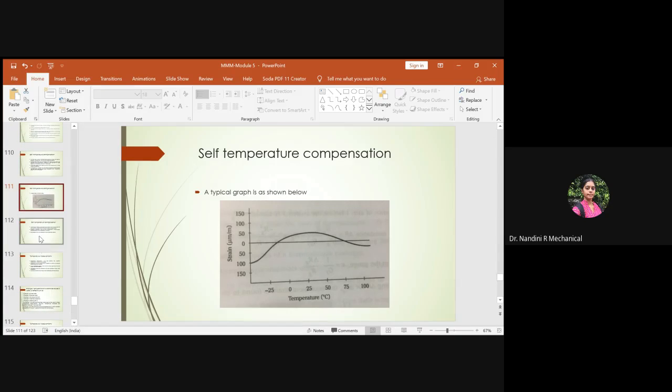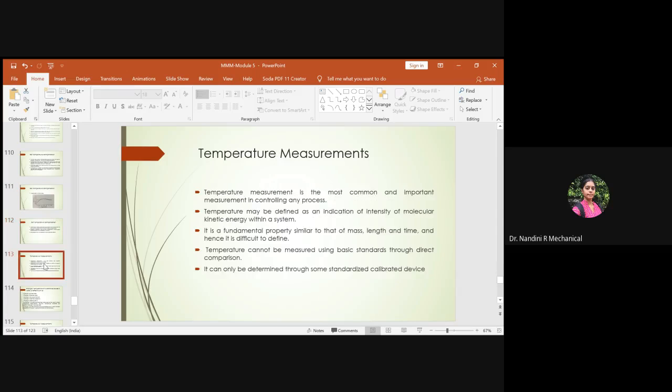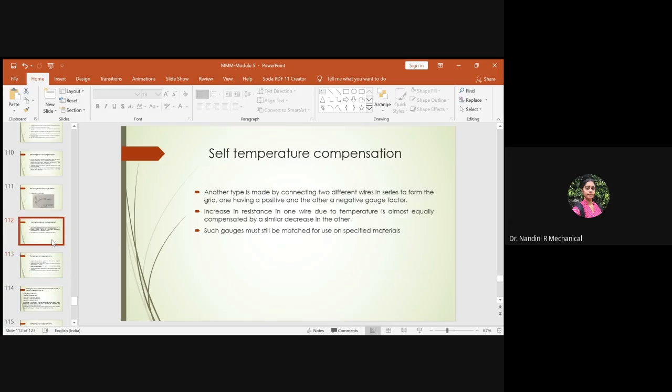So this is about the compensation method. From the next class, we will start with the temperature measurements. Temperature measurements is the last part of module 5. If we cover that in around 3 to 4 hours, we can complete our syllabus. So this is the self temperature compensation, which I have explained already.